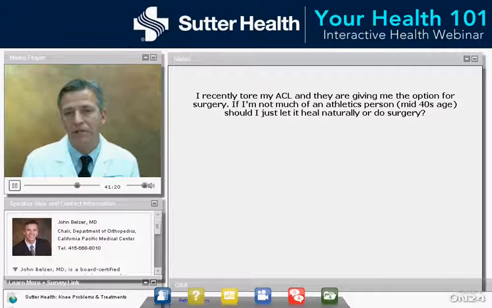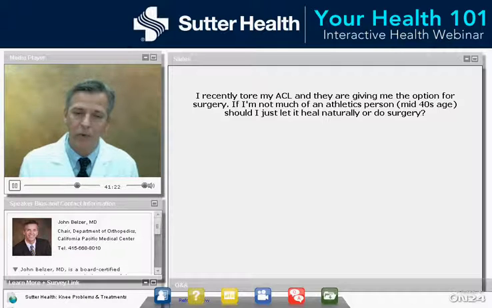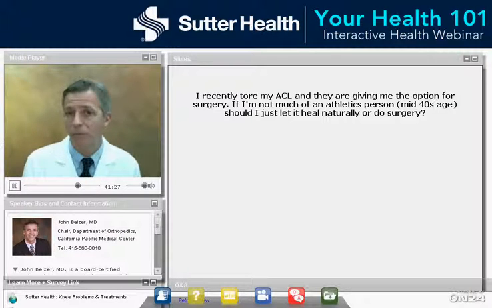So when we have patients who tend to be more active, we lean more towards surgery. I think if you're in your mid-40s and you're willing to accept a more sedentary and linear active lifestyle, it may be reasonable to try and rehabilitate your knee as much as you possibly can, and then be honest with yourself about how loose your knee actually feels when you're active, and then make the decision as you move forward.